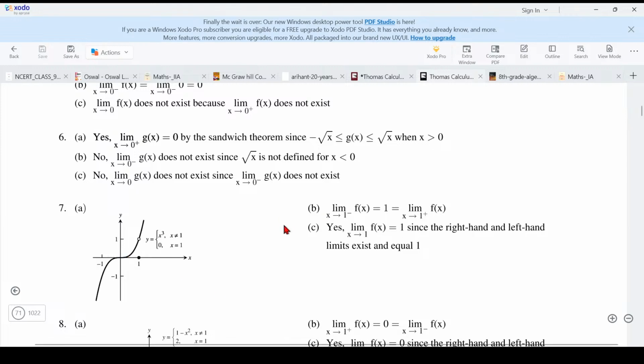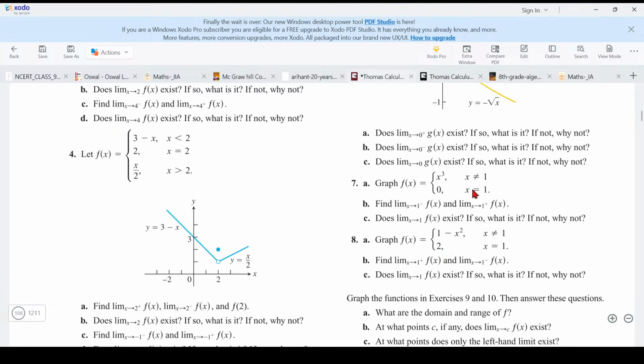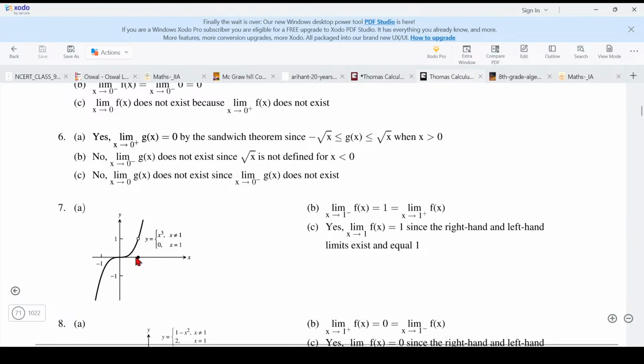1 minus and 1 plus. The function given is this one. At 1, he is making the value 0. If this was not there, it would have been 1. He is forcibly making it 0. This is the graph of x cube, and at 1, exactly this point is removed and placed here.